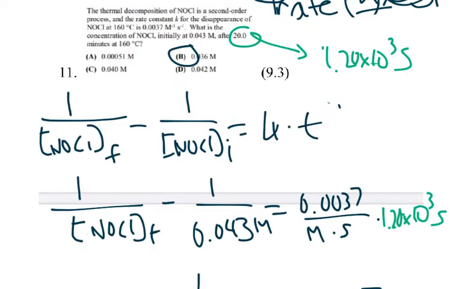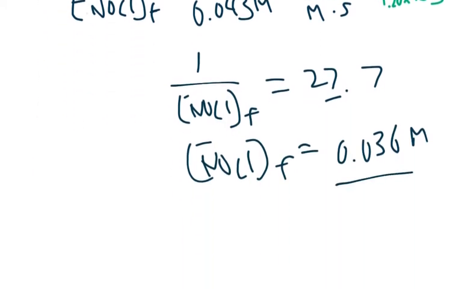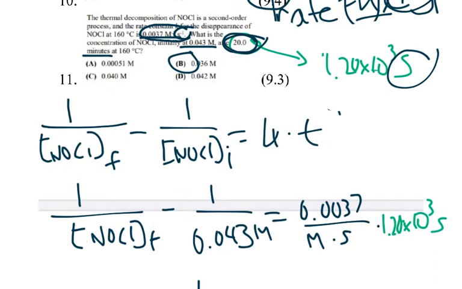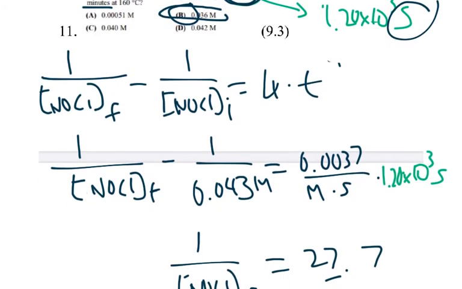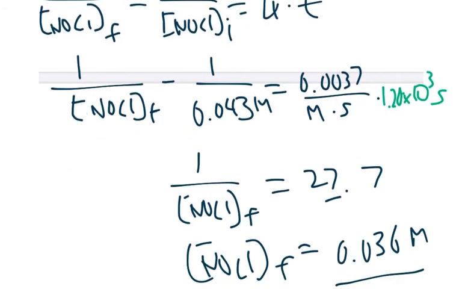Now for number 11, they give us the rate constant, they give us the initial concentration, and they give us the amount of time that passes. But notice how the rate constant is in seconds, and this is in minutes. So we got to change minutes to seconds, and doing the math, I get 0.036 molar, and that turns out to be B. So feel free to pause the video if you need to look at the steps.